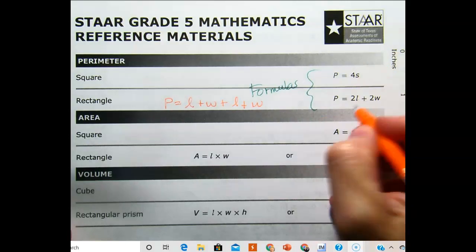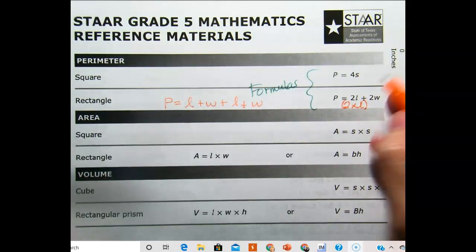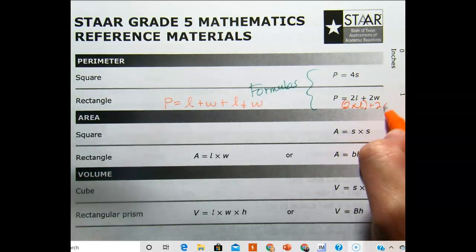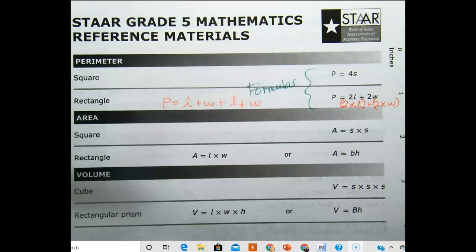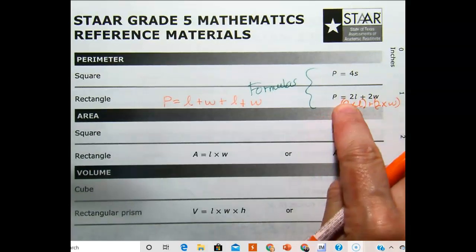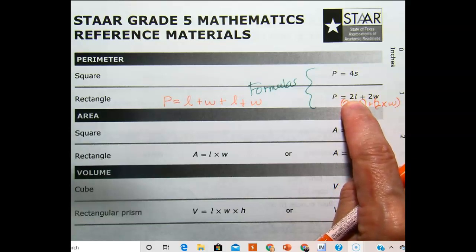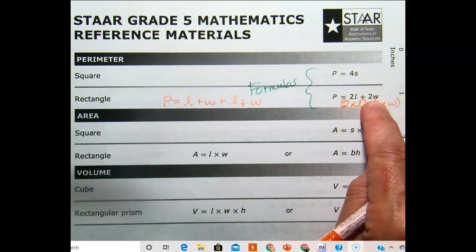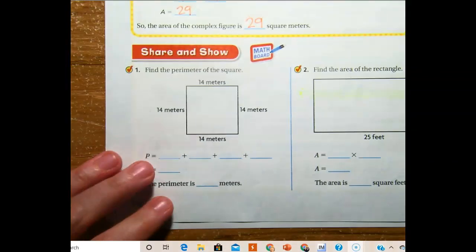2L means 2 groups of length. It's 2 times L plus 2 groups of width, all right? That's all that means. Anytime you have a number next to a letter, and this is going to be critical when you get to junior high, 2L means 2 times L. 2W means 2 times W, whatever W is. All right, so let's go ahead and figure this out.